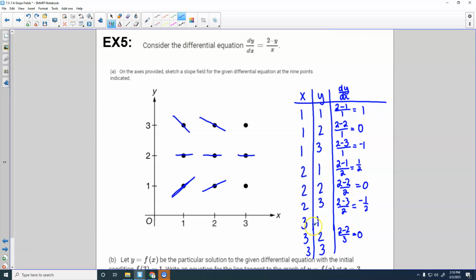And for the last two that we've got here, we got 2 minus 1 over 3, which gives me 1/3. So this point, again, is a little less steep than the one before. It gets hard to tell the difference, but as long as you're not making blatant errors, like that one's clearly steeper, you'll be okay. And then 2 minus 3 over 3 is going to give me negative 1/3. And so that would be this line here.